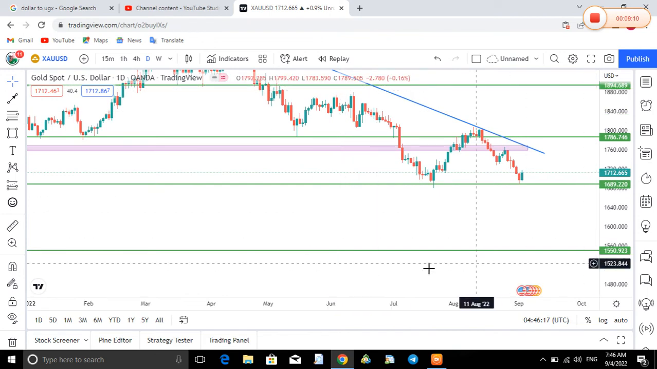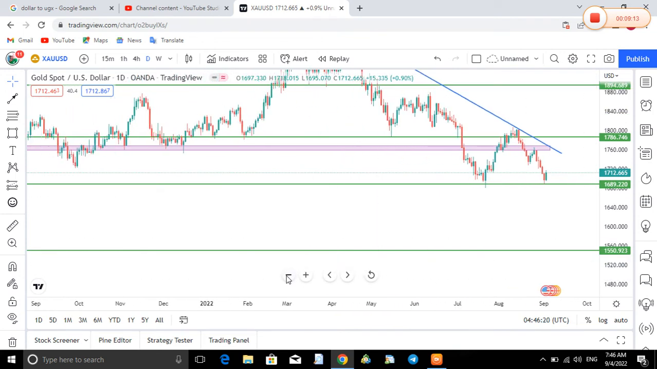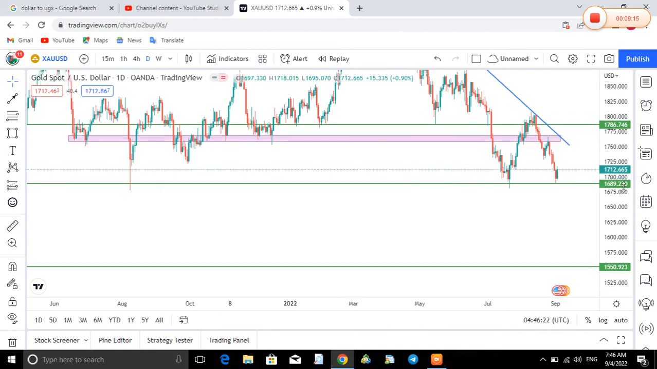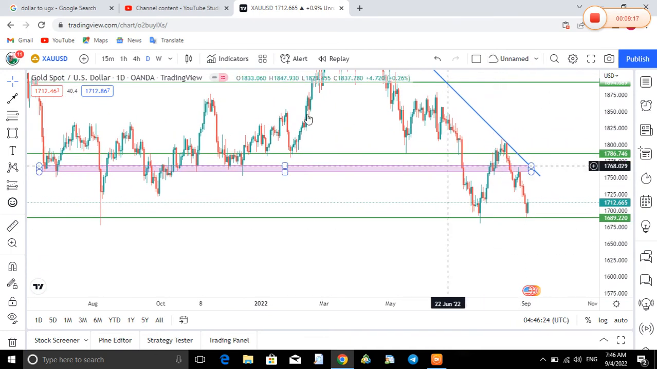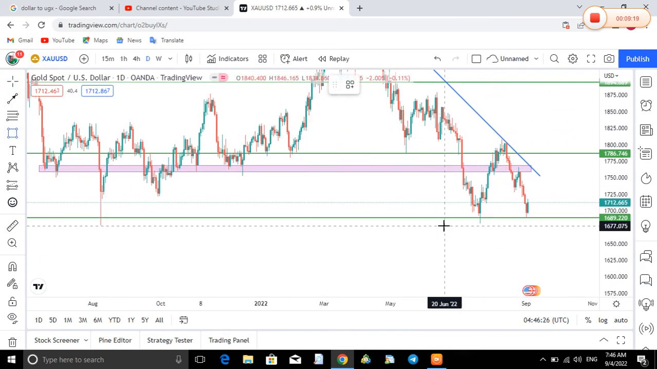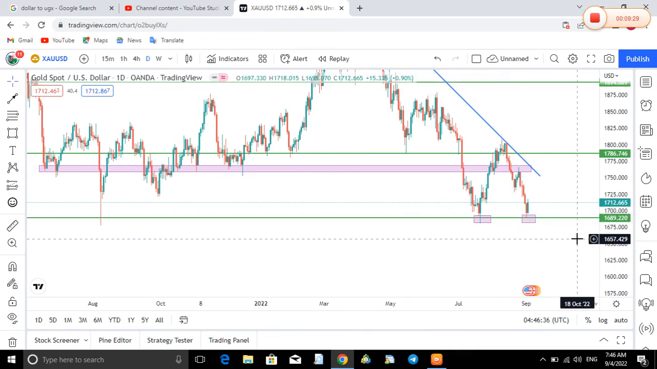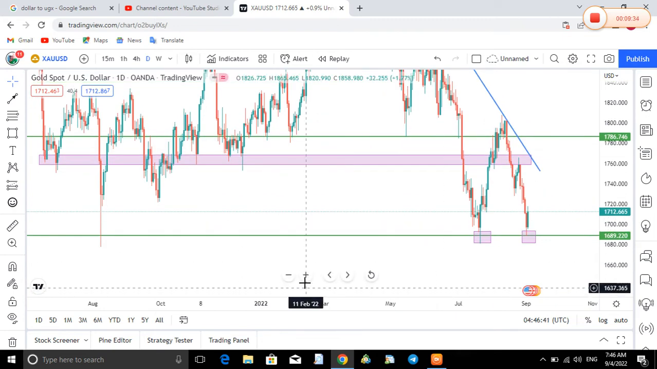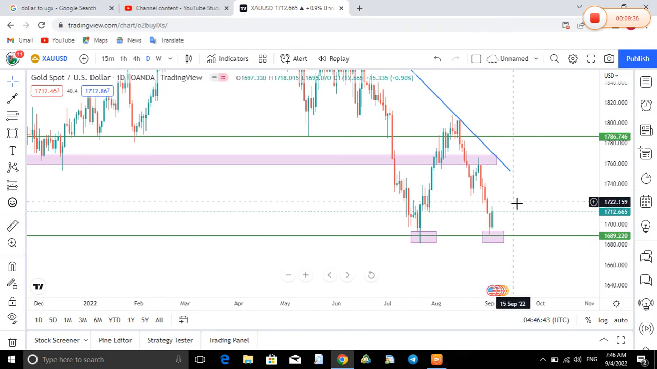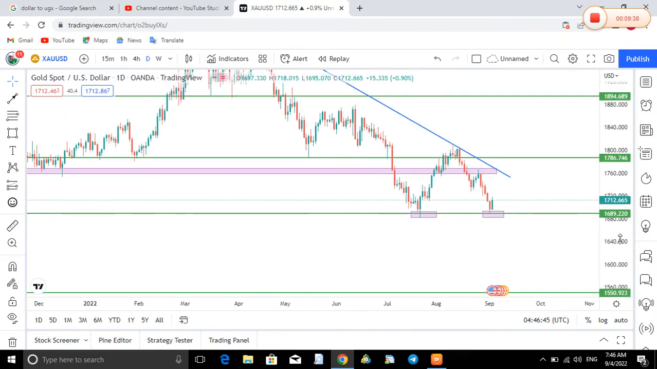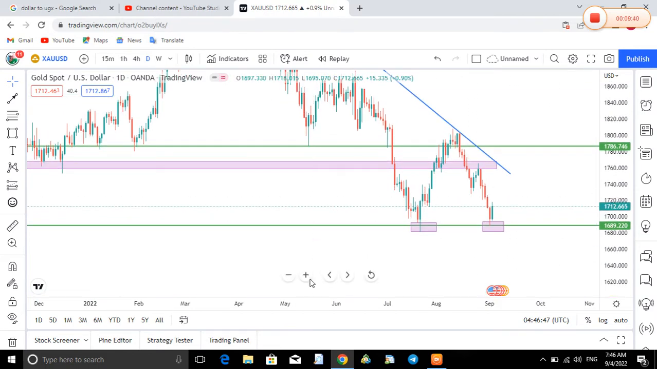Now when you scroll down to the daily time frame, I can see we have a beautiful double bottom. So this is our first bottom, this is our second bottom. Now whenever you come across a double bottom, that is a reversal pattern, whereby we're expecting the market to make a reversal. Now that is the first confirmation.